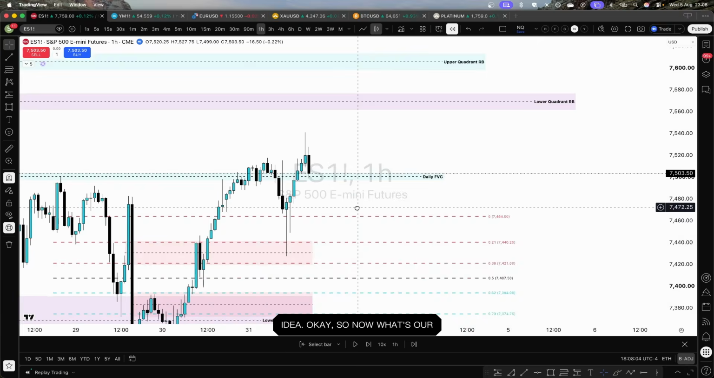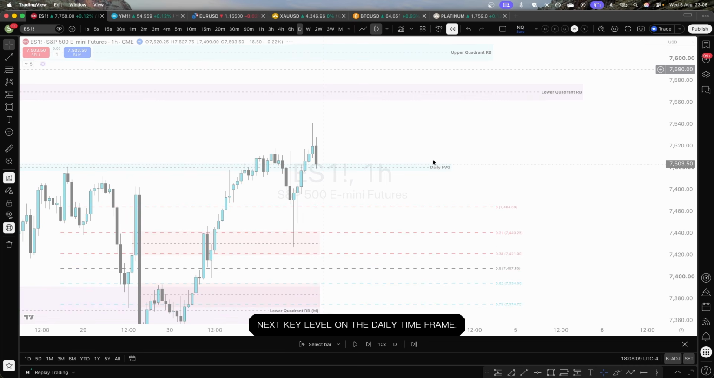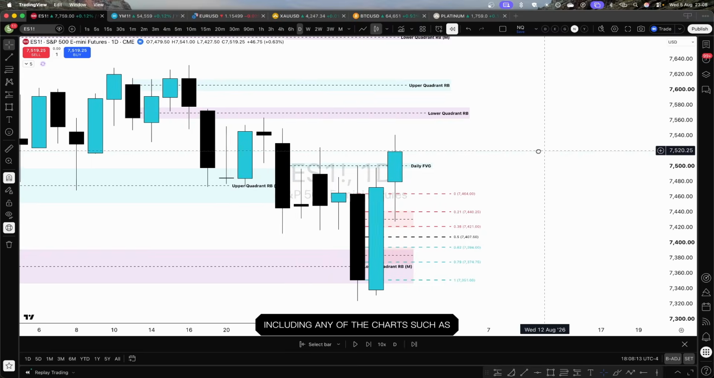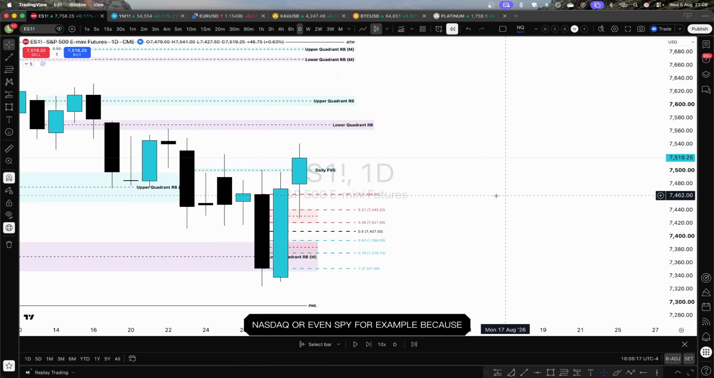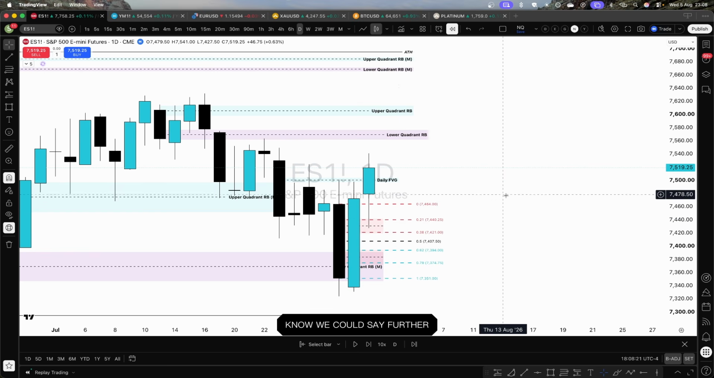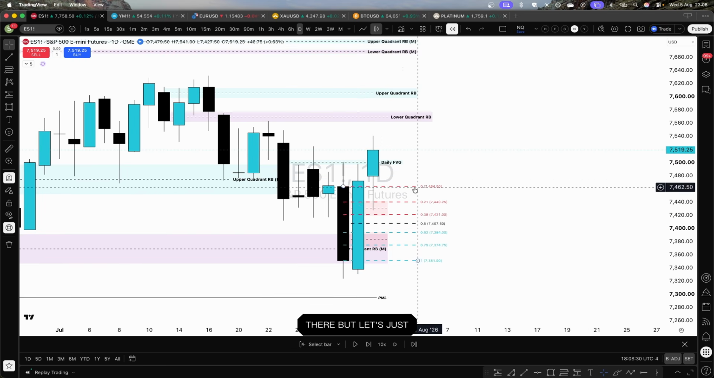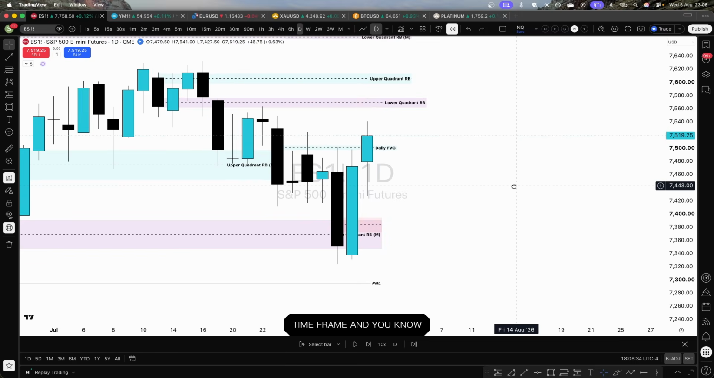Okay. So now, what's our next key level on the daily time frame? Okay. And I'm not including any of the charts such as NASDAQ or even SPY, for example, because there is further, we could say further confluences on those charts. You can definitely add further confluences on there, but let's just remove that for now and keep it simple, as I was mentioning, daily time frame.